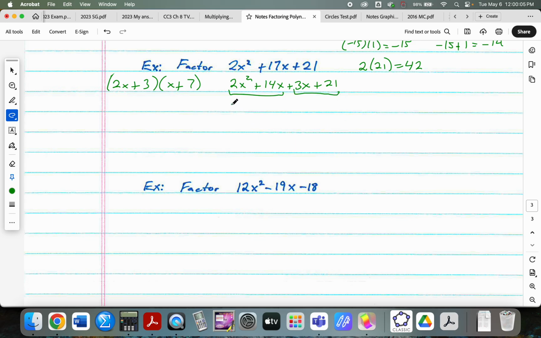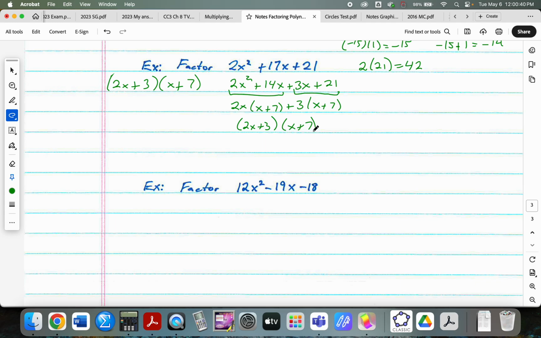I can factor a 2x out of both of these, and that'll be x plus 7. I can factor a 3 out of both of those times x plus 7. And I know that I've done it correctly because both of these, when I factored them, left me with a binomial of x plus 7. So that's 2x plus 3 times x plus 7. Splitting the middle term takes a little longer. If you can do it by a little bit of guess and check, I think it's worth it to do that.